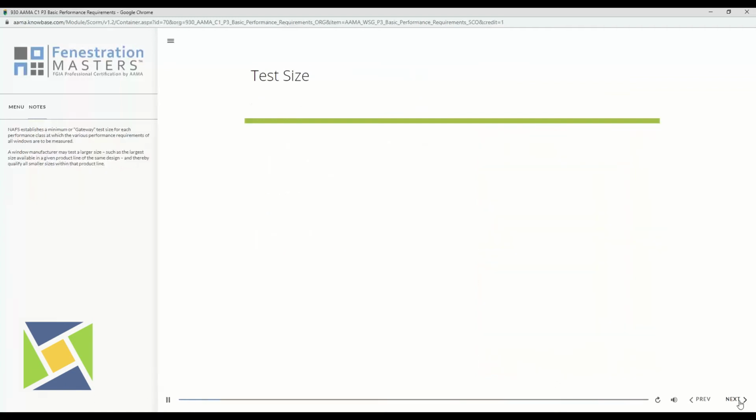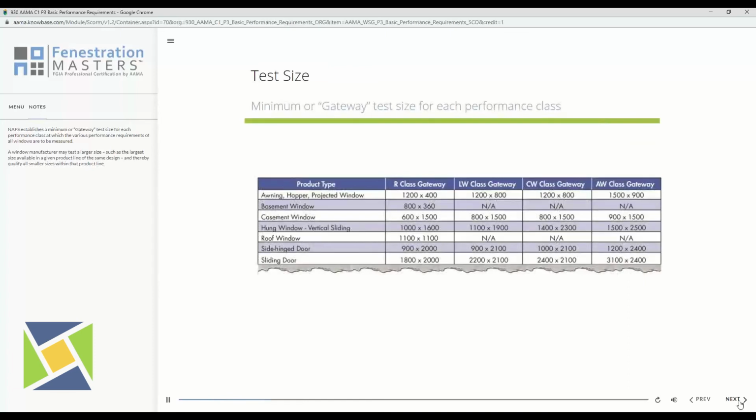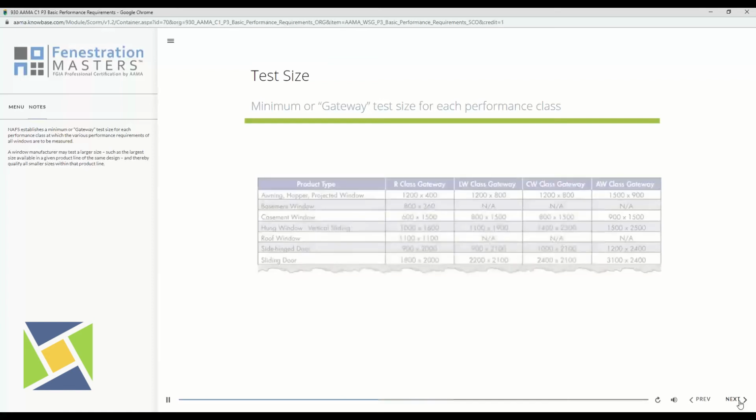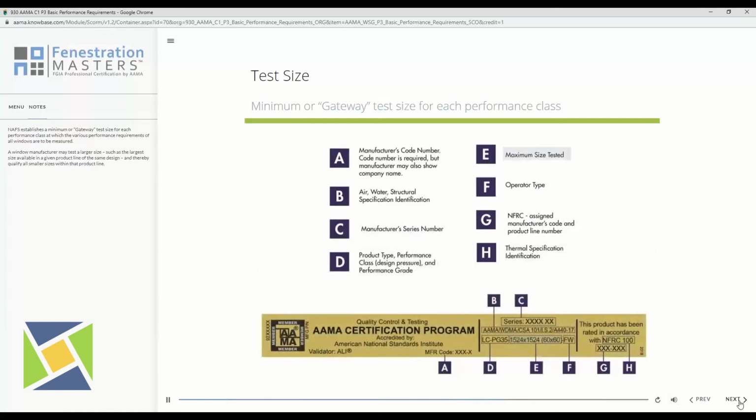NAFS establishes a minimum or gateway test size for each performance class in which the various performance requirements of all windows are to be measured. A window manufacturer may test a larger size, such as the largest size available in a given product line of the same design, and thereby qualify all smaller sizes within that product line.